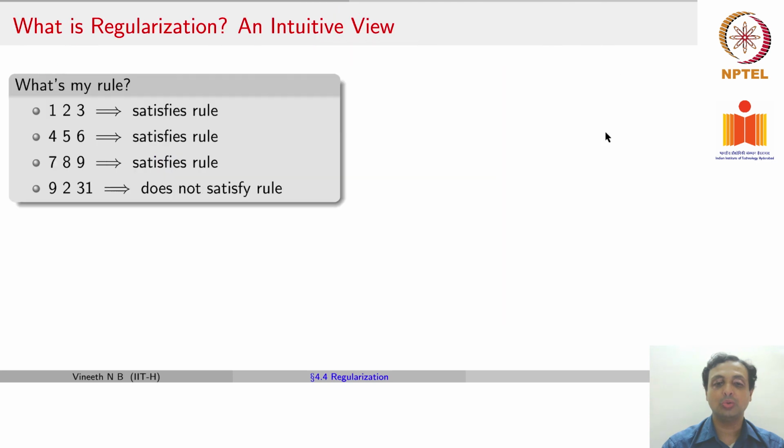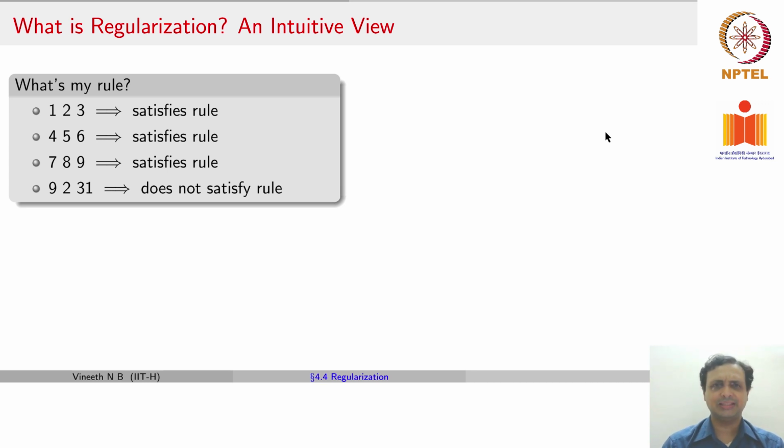Okay, let's move on to regularization, which is the focus of this lecture. Let's first start with an intuitive understanding of regularization. Most of you may have perhaps covered this in an introductory machine learning course, but let's briefly review this and then talk about how regularization is done in deep neural networks or neural networks.